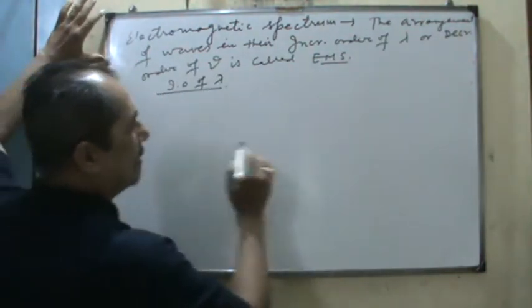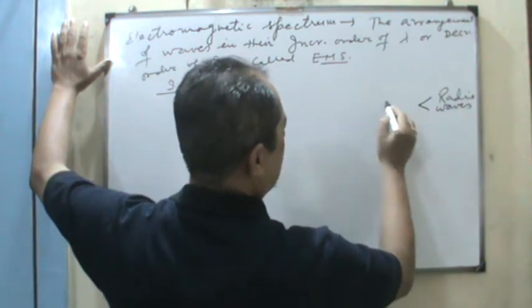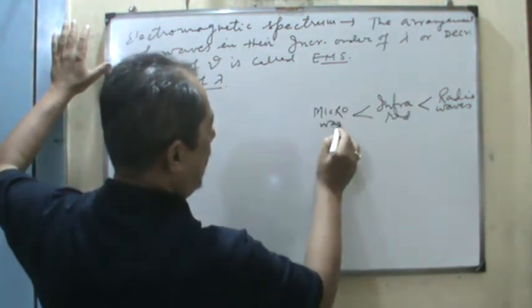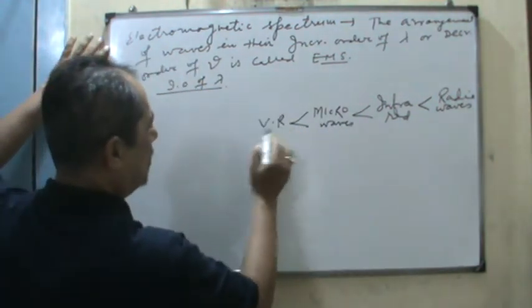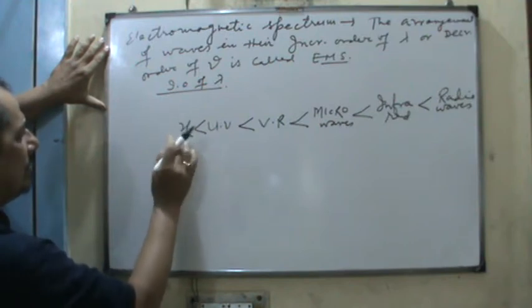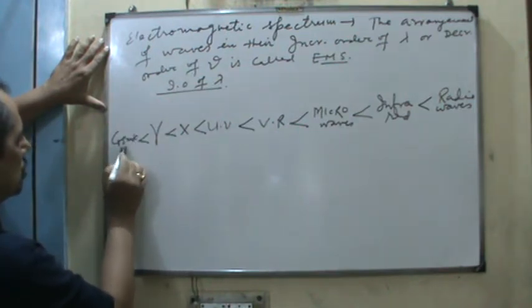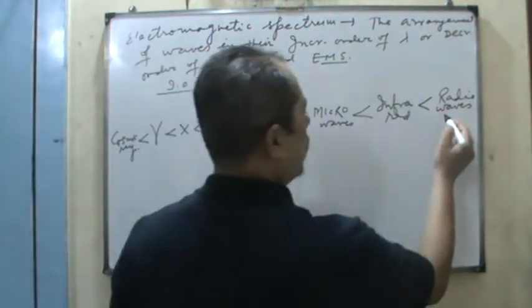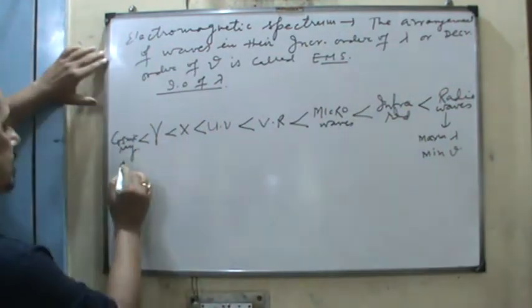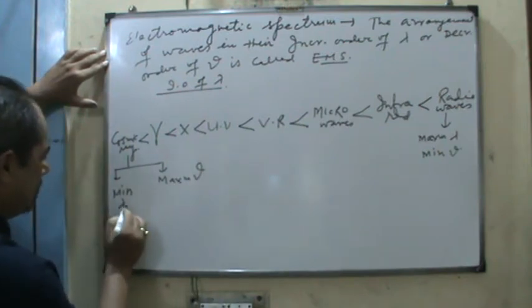You remember the order. If I explain in their increasing order of wavelengths, then first is the radio waves at the top, radio waves, then infrared, then microwaves, then visible rays, then ultraviolet rays, then X-rays, then gamma rays, and finally cosmic rays. Thus, radio waves have maximum wavelength and minimum frequency. So far as cosmic rays are concerned, they have maximum frequency and minimum wavelength.